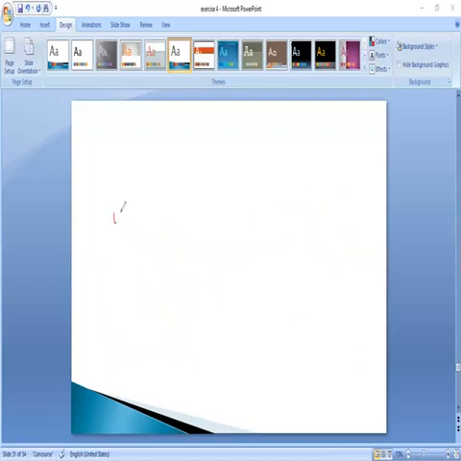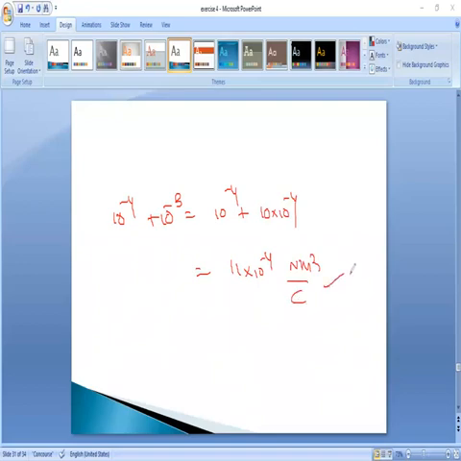One is 10 power minus 4 and the other is 10 power minus 3. So you can write it as 10 power minus 4 plus 10 into 10 power minus 4. And finally it will be 11 into 10 power minus 4 Newton meter square per Coulomb. This is the total flux for the given question.